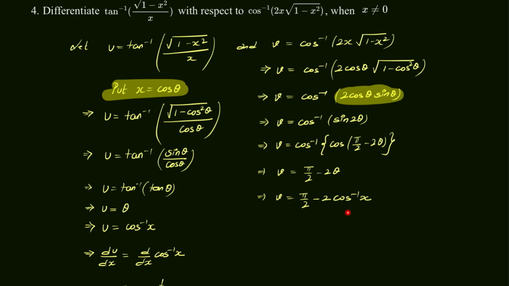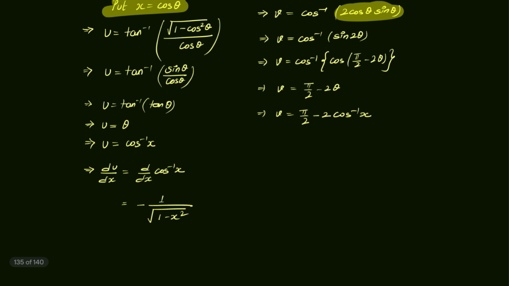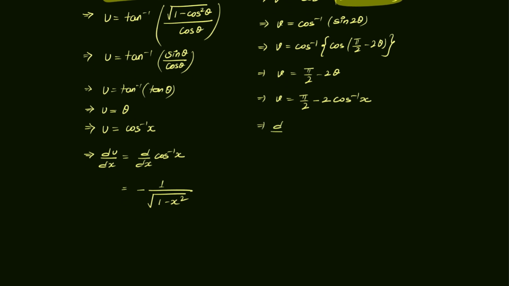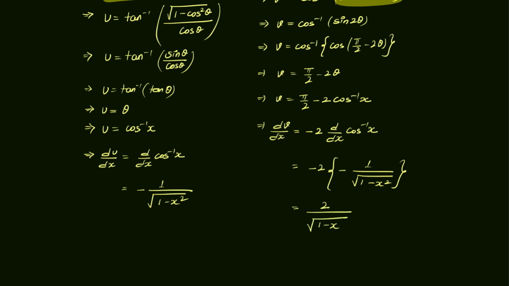Now since v is a function of x, let us differentiate both sides with respect to x. Then we will have d dx of v equals, now see pi by 2 is constant, so d dx of pi by 2 is 0, and here minus 2 will come outside, and we will have d dx of cos inverse of x, and hence this will be equal to minus 2 times d dx of cos inverse x, which is minus 1 by square root of 1 minus x square, and hence it will be 2 over square root of 1 minus x square.